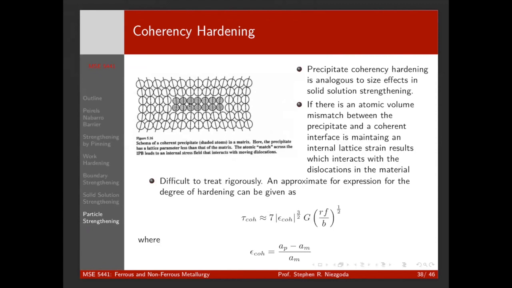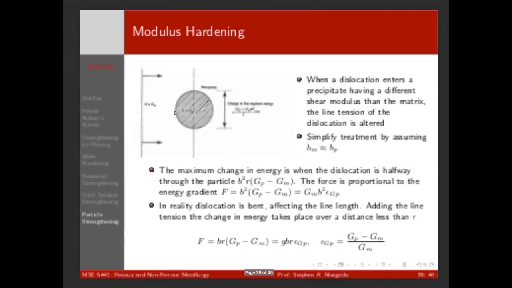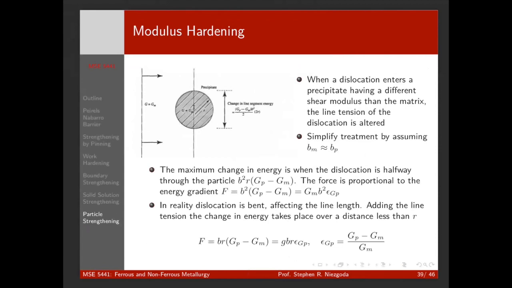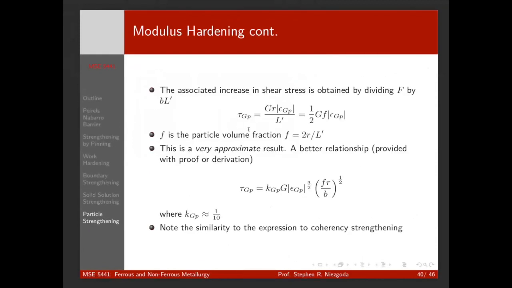Coherent interface, because you've got everything nice and well aligned, right? But it gives rise to a strain field. That strain field interacts with the dislocations, right? That's GP zones in a nutshell. Modulus hardening: as I cut through, I change my local modulus, which is going to change my line tension. That's what's important to know, not this relationship.